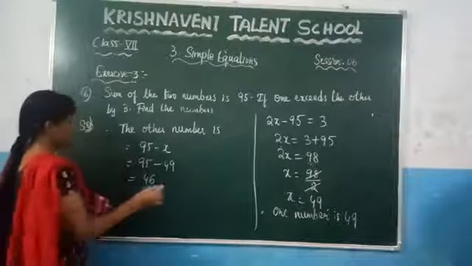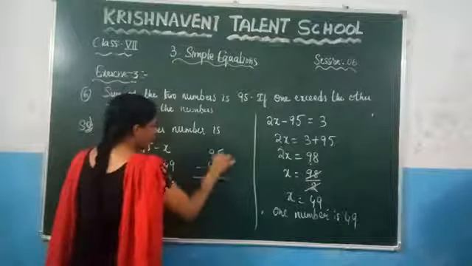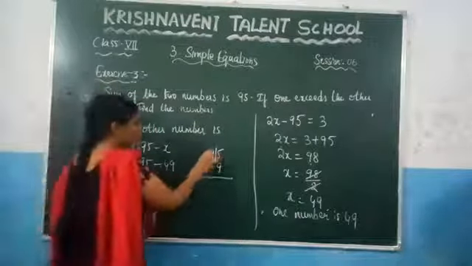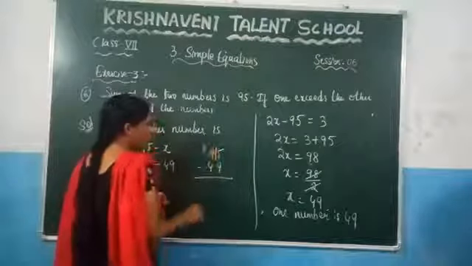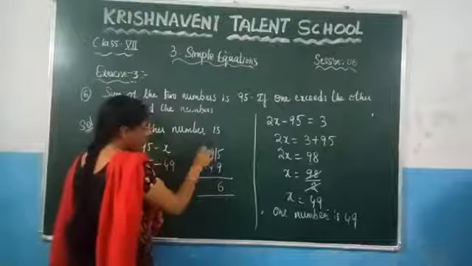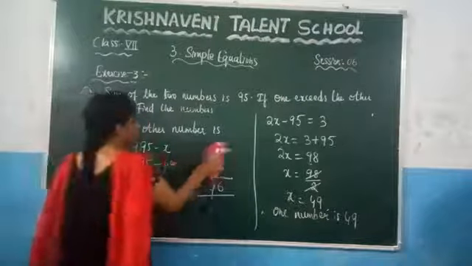So here, when doing the calculation 95 minus 49, you cannot take 5 from 9, sorry, 9 from 5, so you need to borrow. Write it here 8. What is the value of 15 minus 9? Which gives you 6, and 8 minus 4 gives you 4. So the other number here is 46.